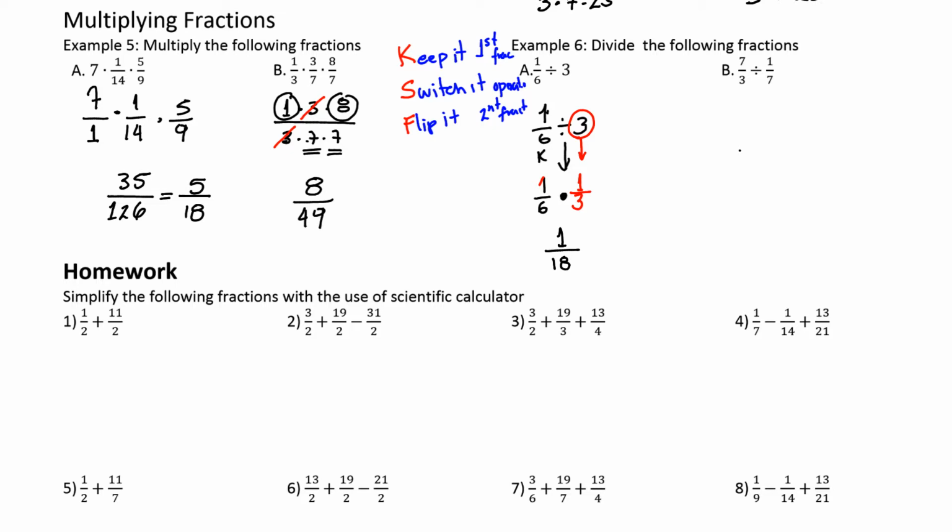Now, let's continue on to example B. Example B has two straightforward fractions. You're going to have 7 over 3, which you're going to keep. You're going to change the division sign to a multiplication. You switch it, and then you're going to flip the second fraction. It now becomes 7 over 1. Then we multiply the top to the top, bottom to bottom. You're going to get 49 over 3. That's your final answer.